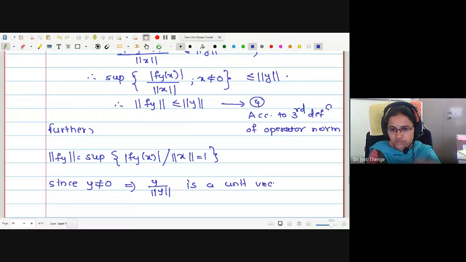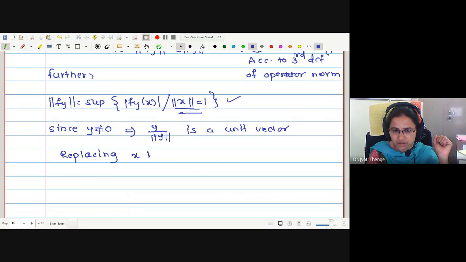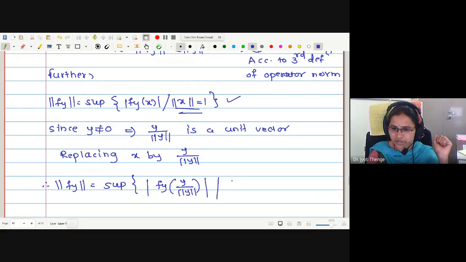Here, y upon norm of y is a unit vector, because the definition is written for unit vectors. Therefore, we will replace x by y upon norm of y. What we will get? Norm of f_y is equal to supremum of mod f_y operated on y upon norm of y, provided norm of y upon norm of y is equal to 1.